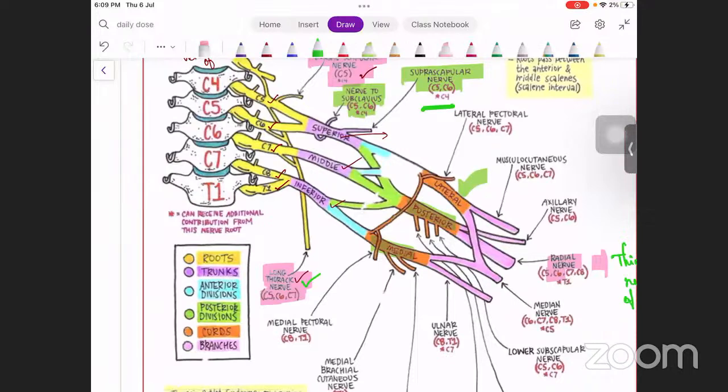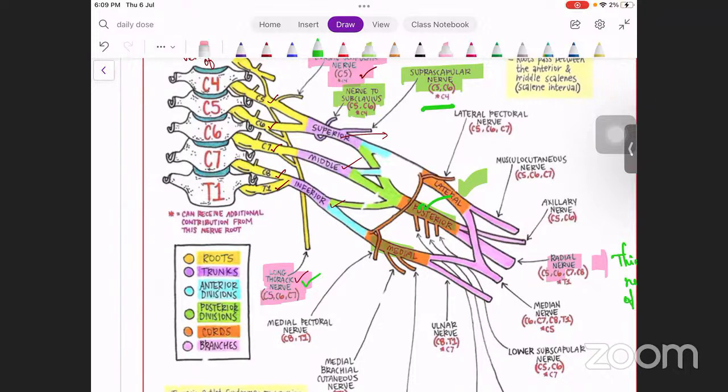And apart from that, the trunks give rise to divisions, anterior and posterior divisions. The anterior divisions of the upper two trunks give rise to the lateral cord, while the anterior division of the lower trunk gives rise to the medial cord, and all three posterior divisions give rise to the posterior cord.